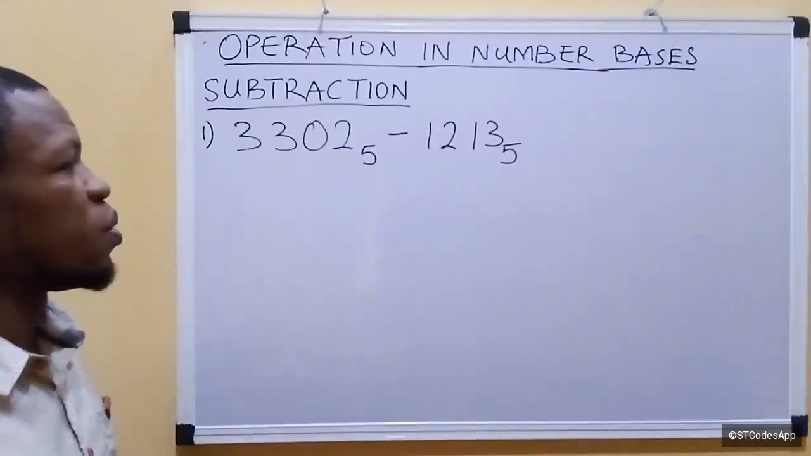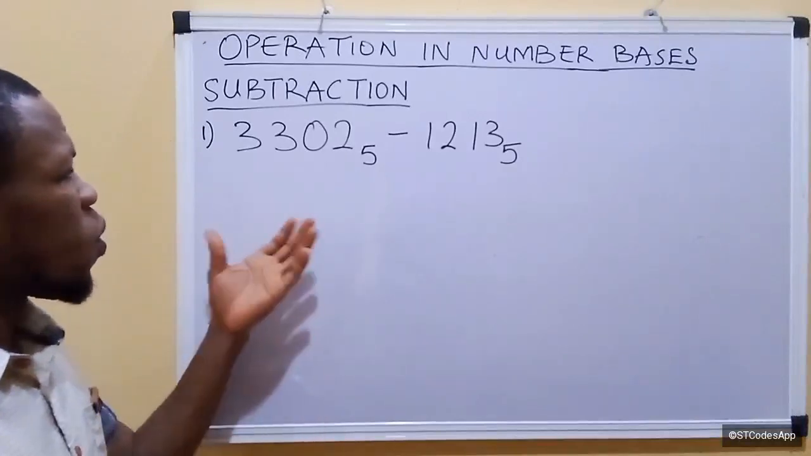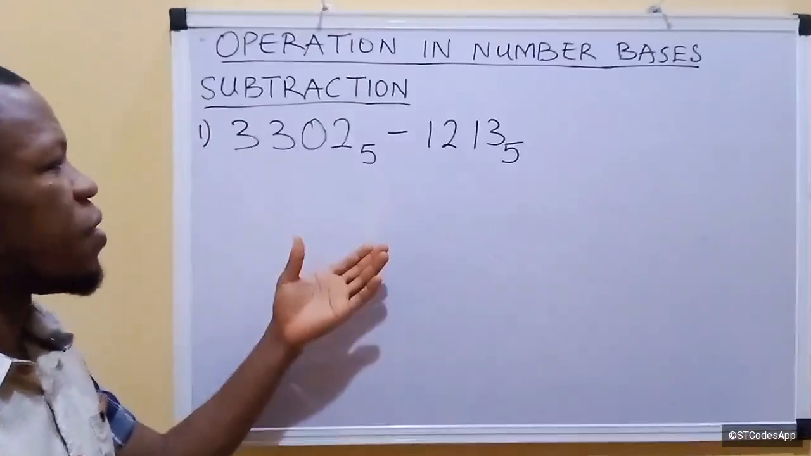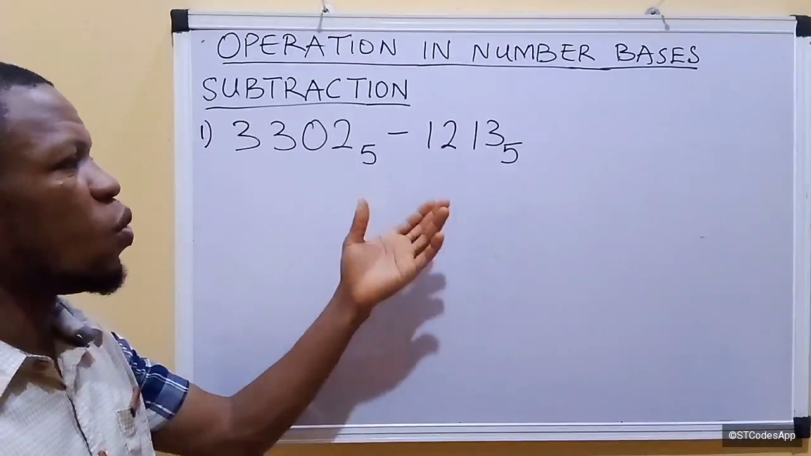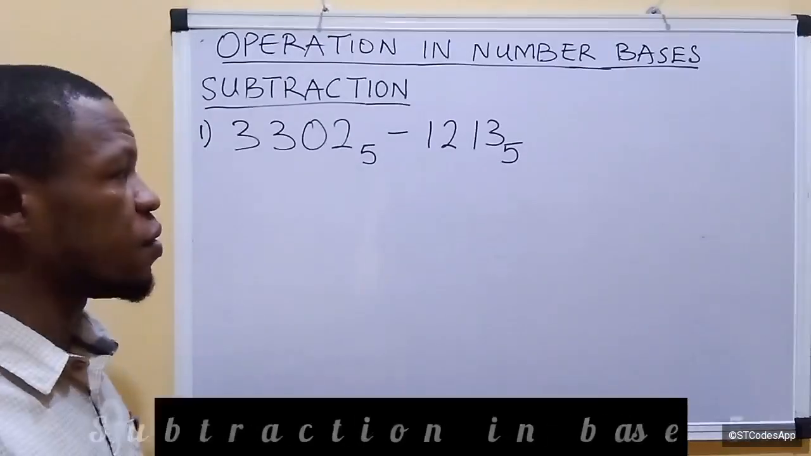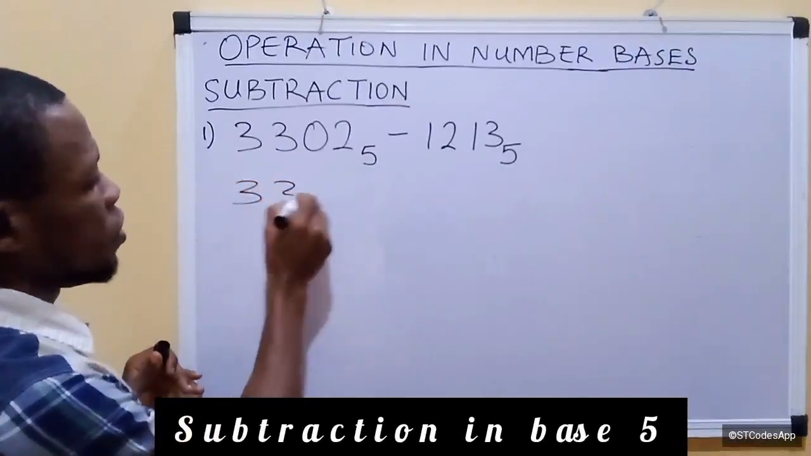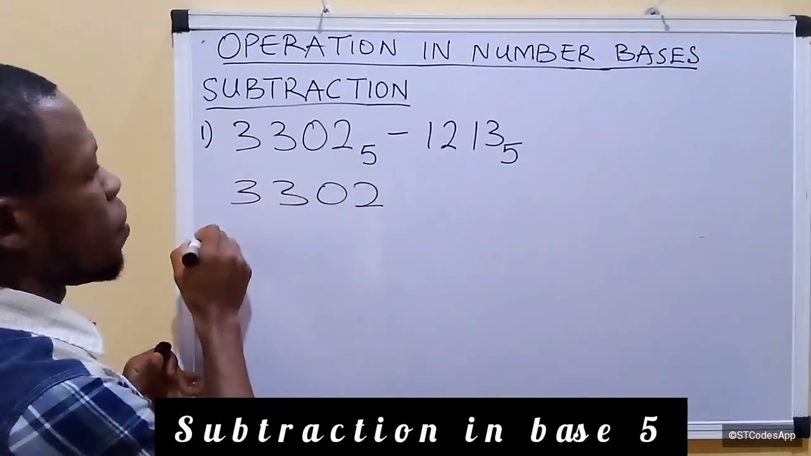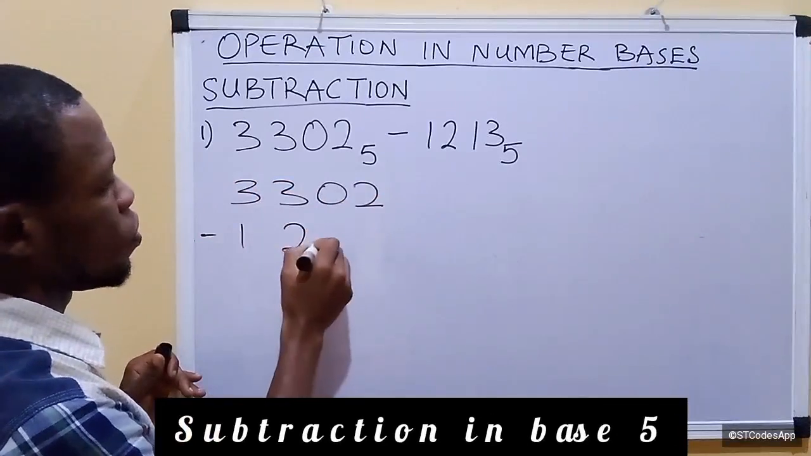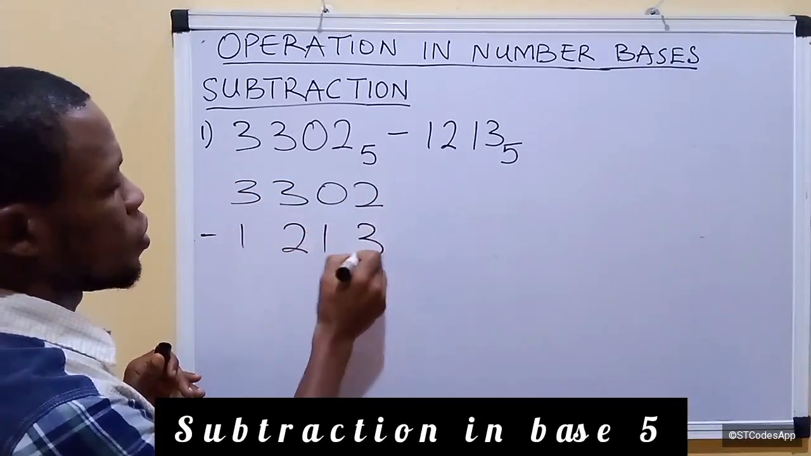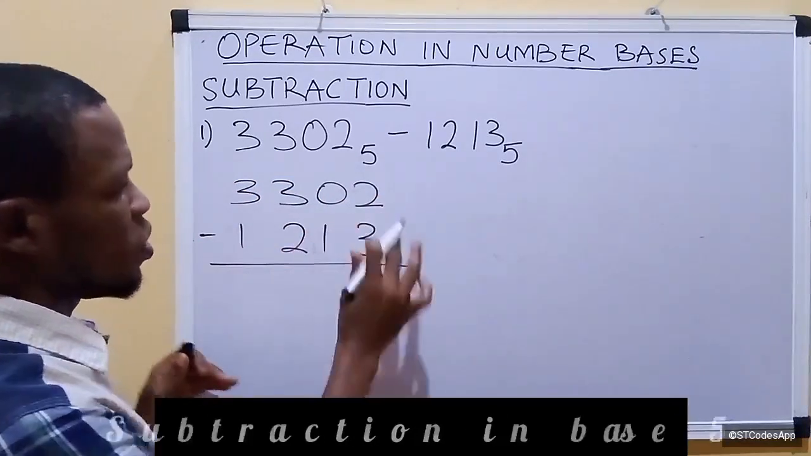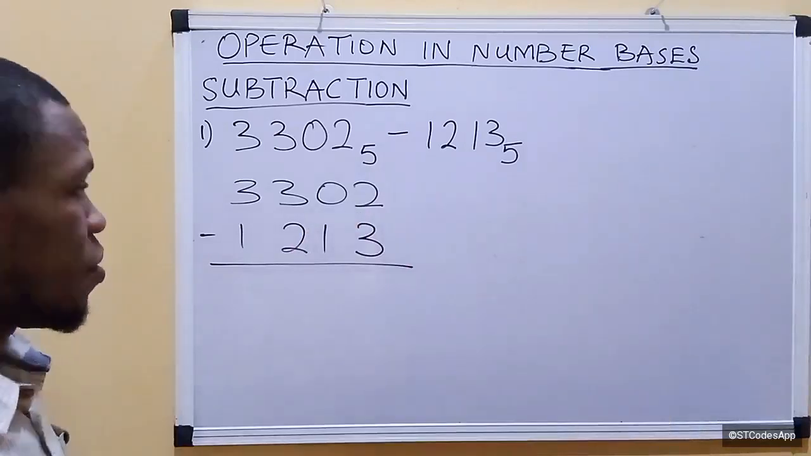Look at the first example. The question says 3302 in base 5 minus 1213 in base 5. Now let's look at it. 3302 minus 1213. Let's take note that they are all in base 5.